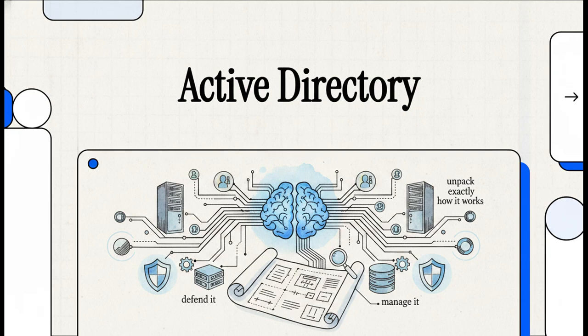Welcome to this explainer. Today, we're jumping straight into the core of Chapter 14 from our source material to completely demystify Active Directory. If you've spent any time working in IT, you already know that AD isn't just some basic address book. It is literally the sprawling blueprint and the absolute nervous system of your entire corporate network. So we're going to unpack exactly how it works, how you manage it, and most importantly, how to defend it.